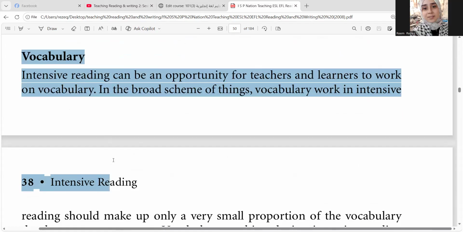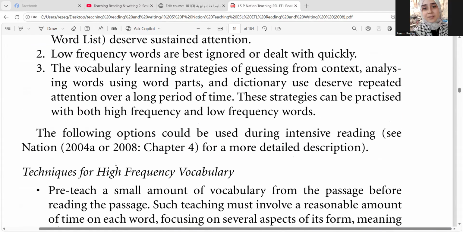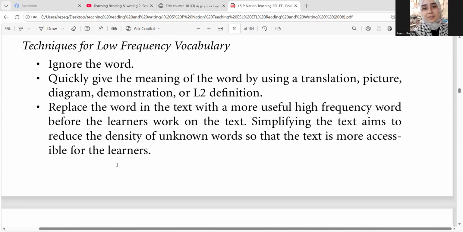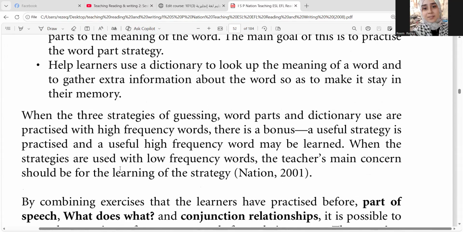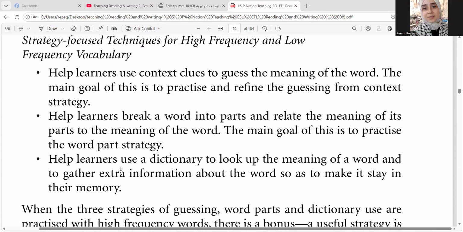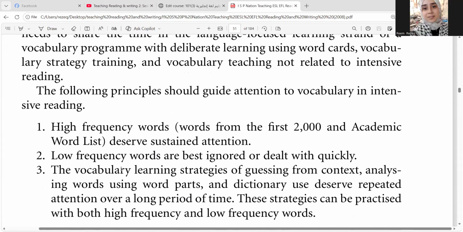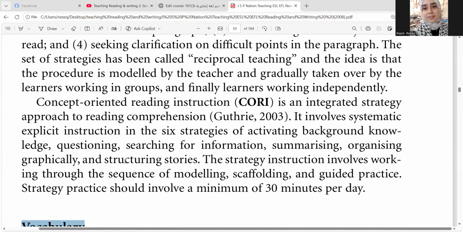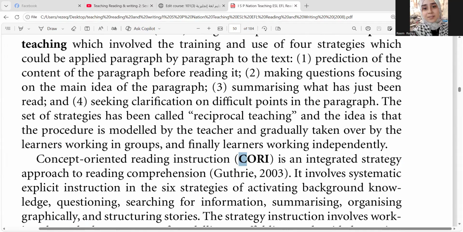We move to the vocabulary. This would all be in vocabulary, so that's why I will leave it to the next session. I will start here, but I just want you to focus here on CORI, which stands for concept-oriented reading instruction.